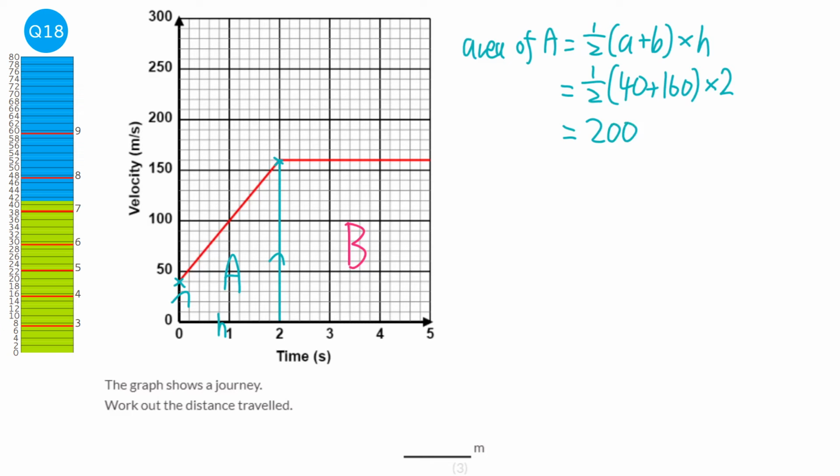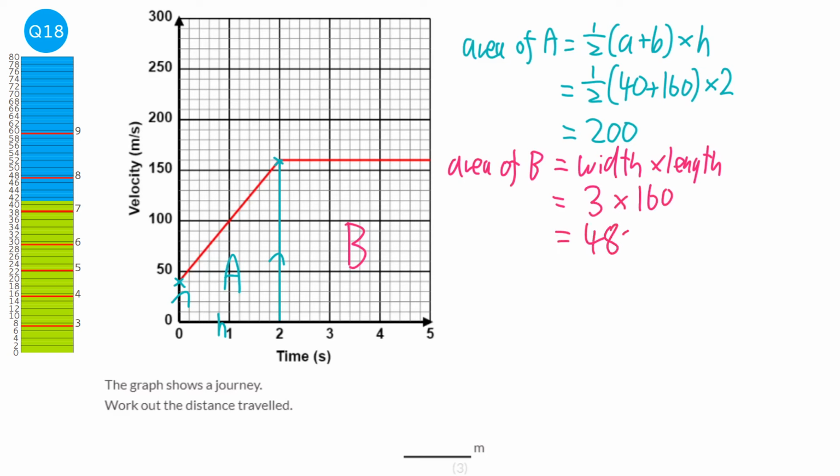And similarly, to work out the area of B, it's just width times length. So that's going to be 3 wide, and again 160 tall. So 3 times 160, which would be 480. And so we need to work out the total area. And we do that just by adding the two together. So 200 plus 480, which will be 680.